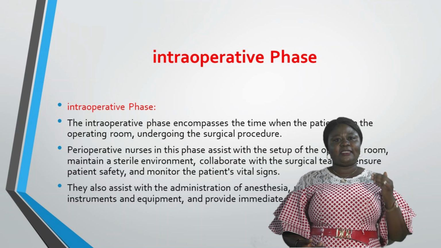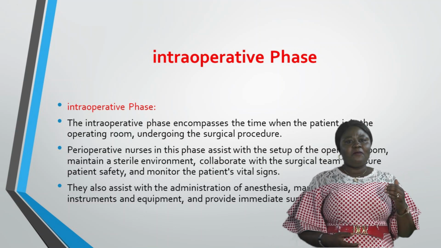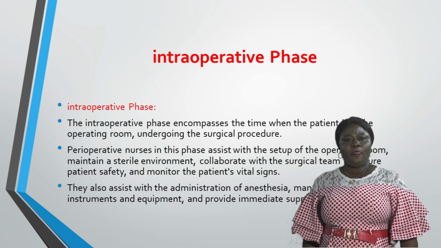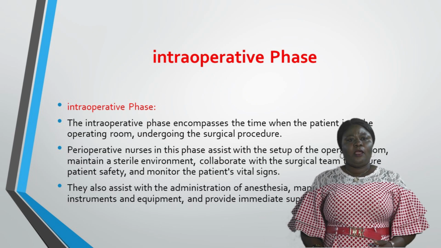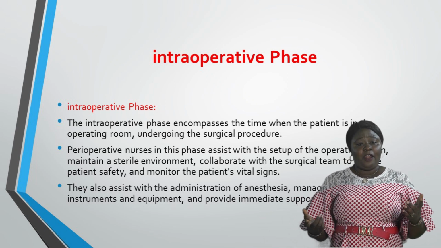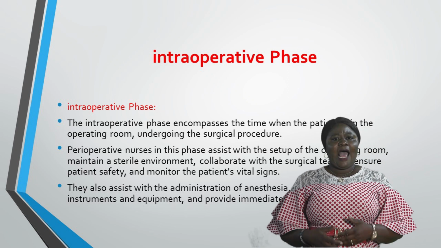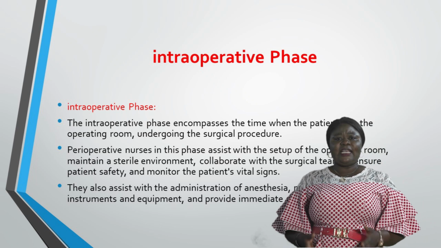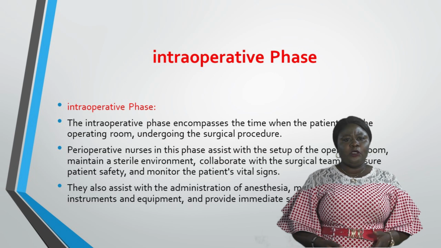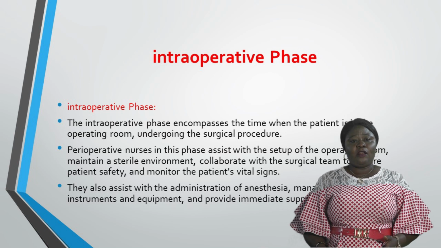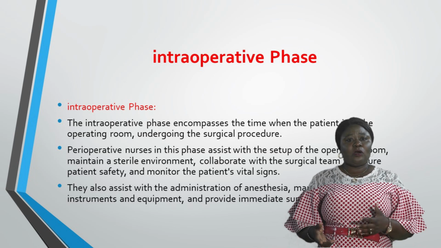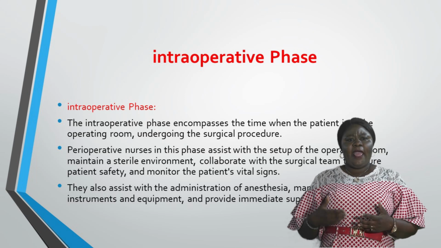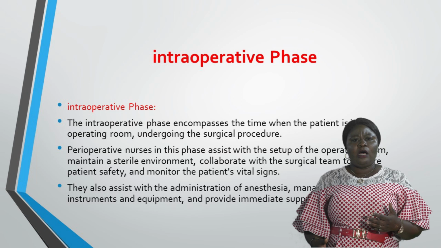The next one is the intra-operative phase. The intra-operative phase encompasses the time when the patient is in the operating room undergoing the surgical procedure. Perioperative nurses in this phase assist in setting up the operating room. You are responsible for the setting up of the operating room. You maintain a sterile environment in order not to contaminate the sterile field. Then you collaborate with the surgical teams to ensure patient safety and monitor patient vital signs.